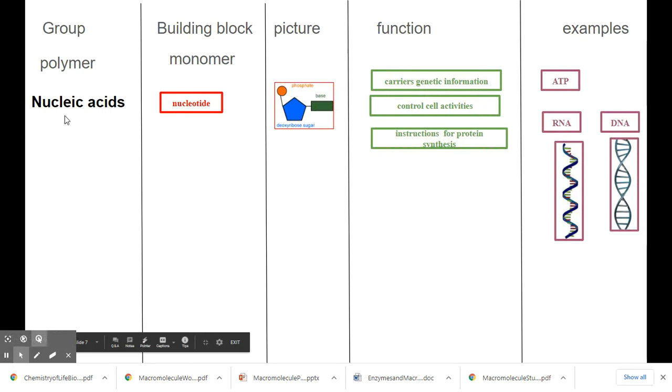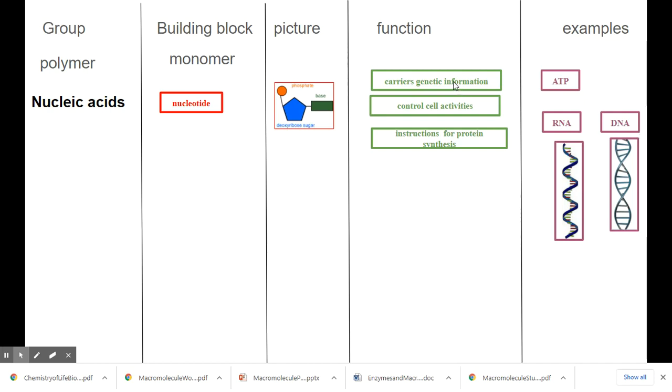The last group are the nucleic acids, and hopefully these are the easiest to remember because there's the fewest of them. And the letters Na in nucleic acid is where DNA and RNA actually get their name from. So this is deoxyribonucleic acid. This is ribonucleic acid. ATP also falls into this group.